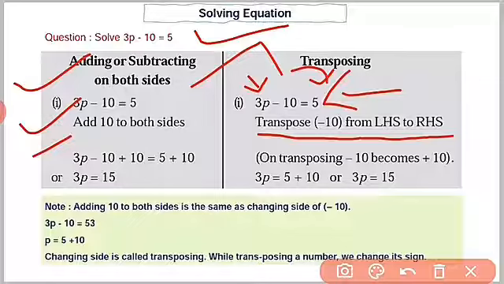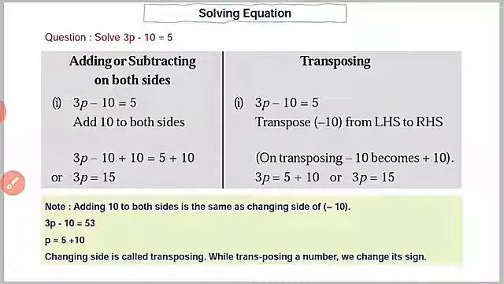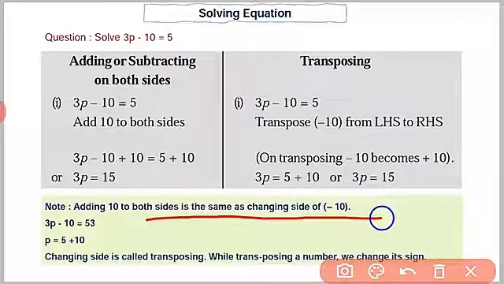Let's see what we do in adding or subtracting on both sides. The next step is adding 10 to both sides. When we add, these two get cancelled out and we are left with 3p equal to 5 plus 10. So we see that these two things are the same. So we say that adding 10 to both sides is the same as changing the side of minus 10. You can use either method for solving the equation.